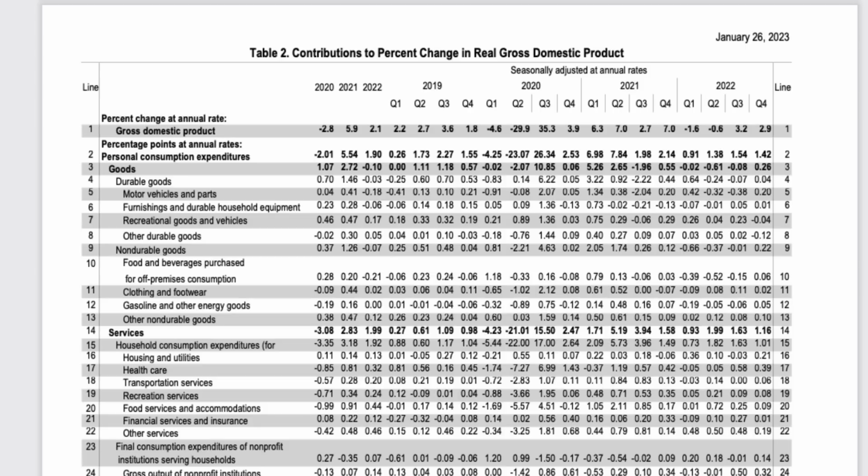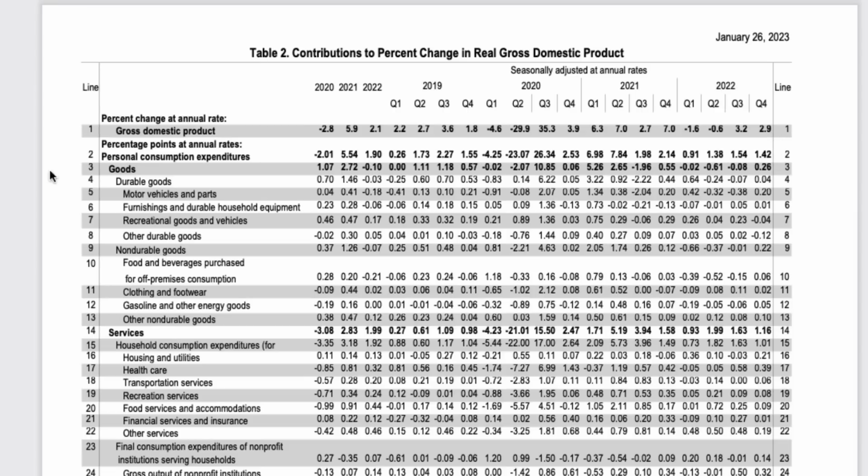Okay, for GDP, you're going to get the GDP report from BEA.gov. Go to Table 2, Contributions to Percent Change in Real GDP. Your very first line here, line 1, Gross Domestic Product. There it is, 2022. There's Q4 at the very end, 2.9%. Then you have percentage points at annual rates. The first line, and you can see with all the indents where they belong, right? There's your personal consumption expenditure, 1.42. So of the 2.9, we've already got 1.42.